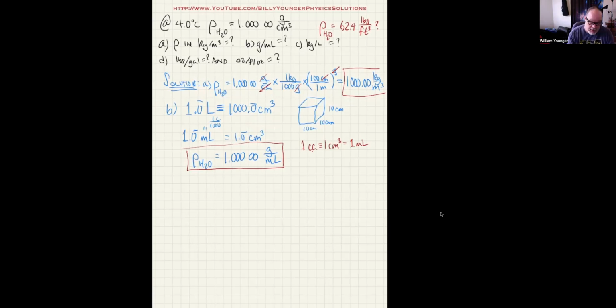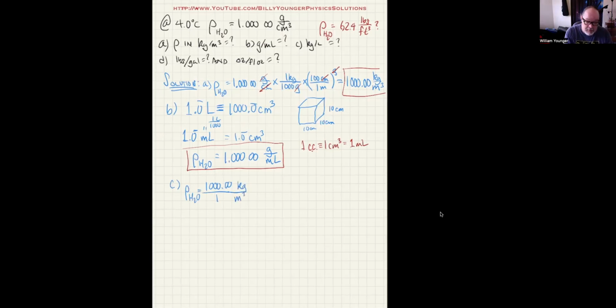So now let's look at problem C. Problem C, we wanted it in kilograms per liter. We already had 1,000 kilograms per cubic meter. So I'm going to start with that one. And I'm going to go ahead and put it as 1000.00 over 1. That's just to make the units, or make people that aren't too good with fractions, feel a little more comfortable. So here's the kilograms, here's the cubic meter.